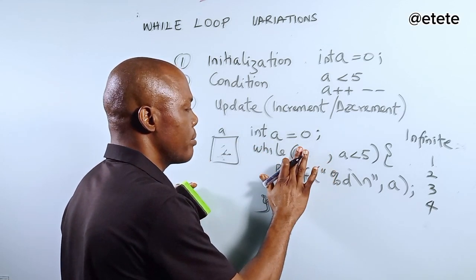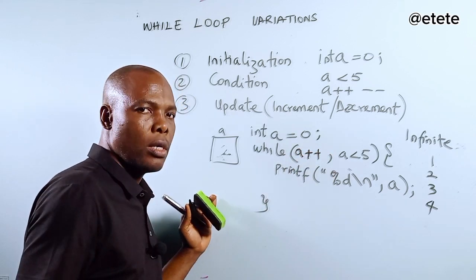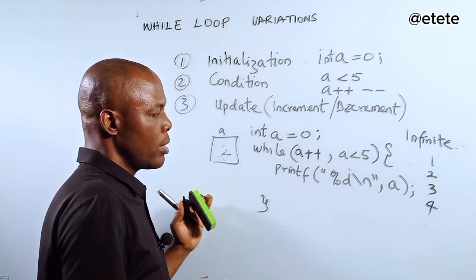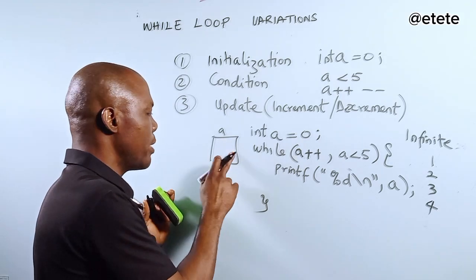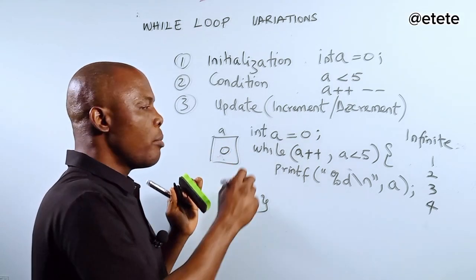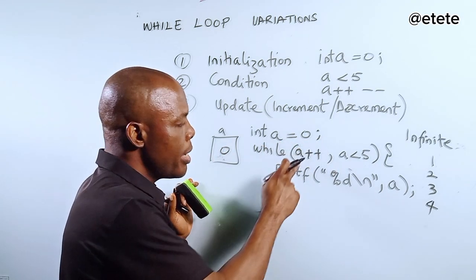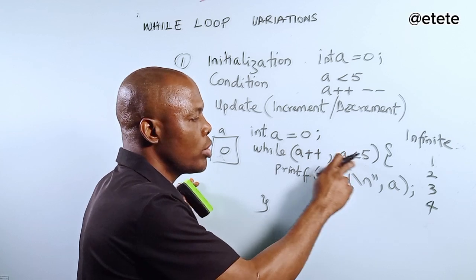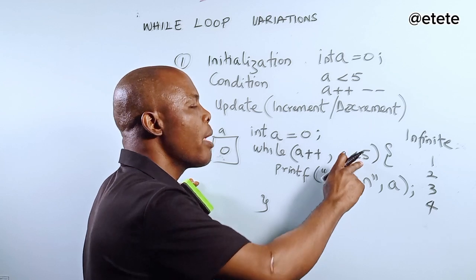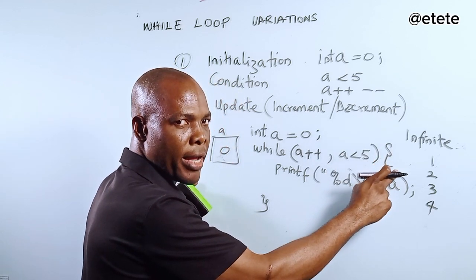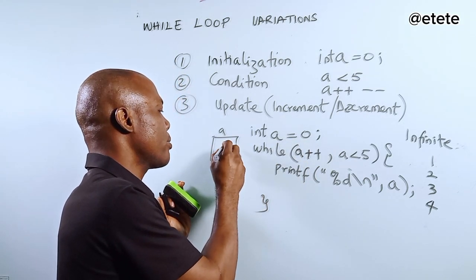Now, what if I do this? I change this to A plus plus. What will be the output on the screen? Now, if you look at this, A is what? 0. So this place is what? 0. But it is not going to increment A before testing the condition. A is 0. It's going to test the condition with this value of A, which is what? 0. 0 is less than 5. That is true. But before it will go into this curly bracket to this printf, it will increment A to 1. So this place will become 1.